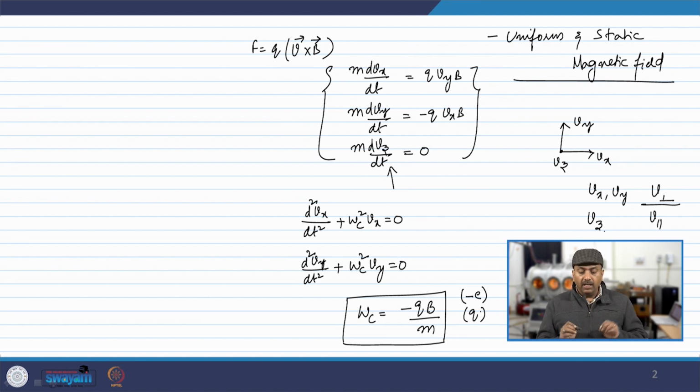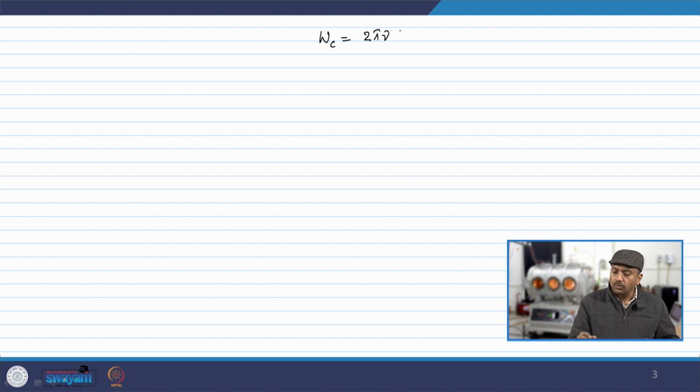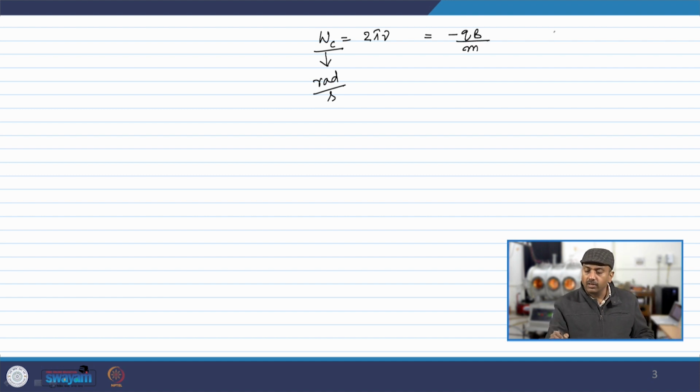Now, there is a specific meaning for this omega, right. What is this? If you just take these equations, they represent a harmonic motion with a frequency omega c, which is q B by m. So, omega c is the angular frequency. As per the differential equation, we know it has to be in the units of angular frequency, which is 2 pi nu, or omega is defined in radians per second, which equals minus q B by m. So, we call this frequency the gyration frequency.